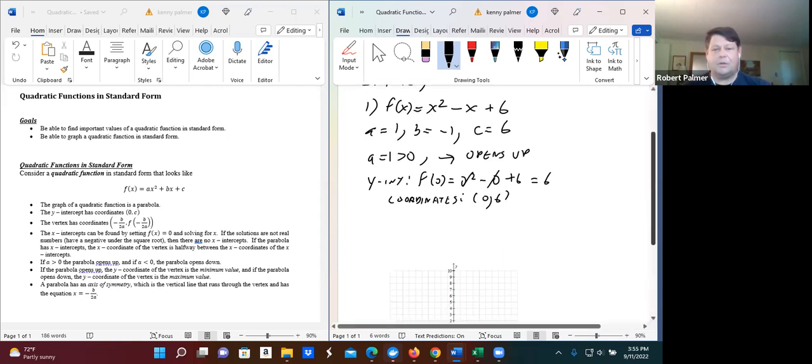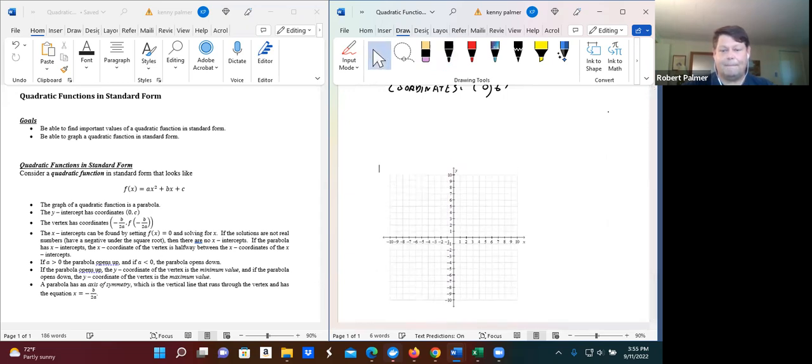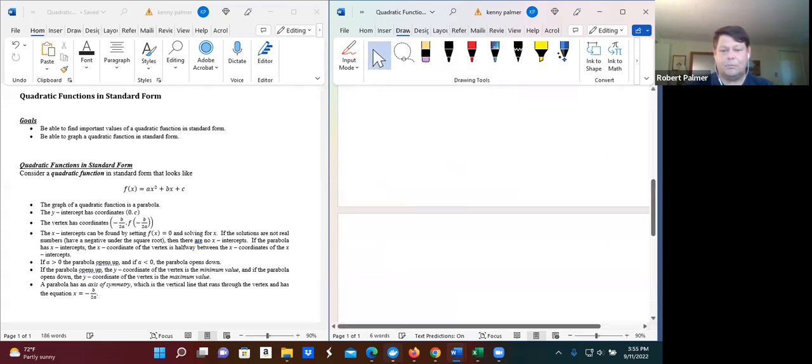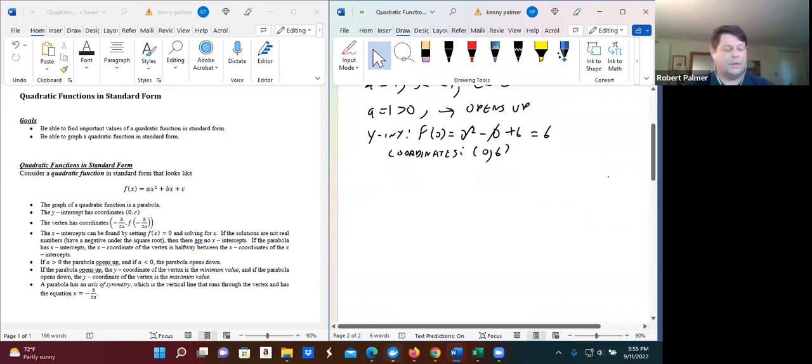Now, actually, give me a moment. I have to add some space. So just a moment. Okay, so that's the y-intercept. Now let's find the x-intercept or x-intercepts.